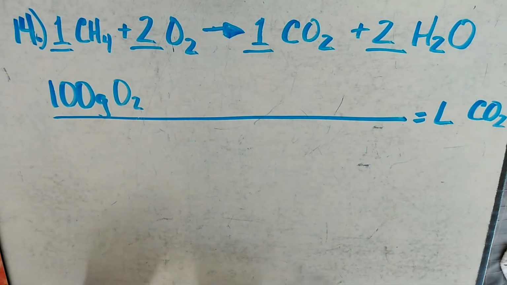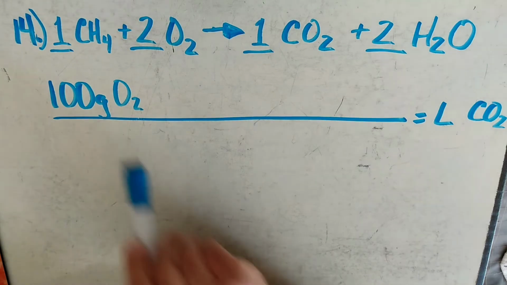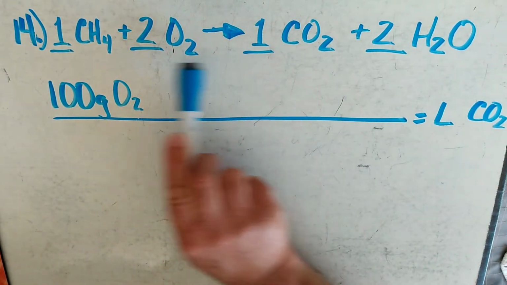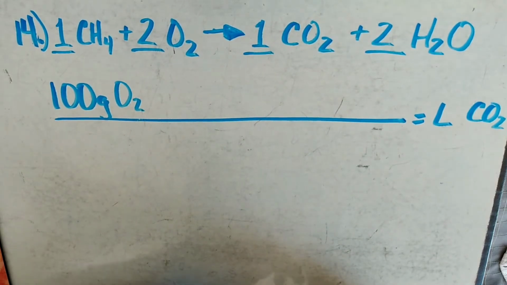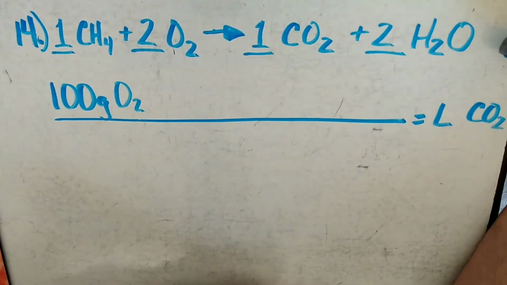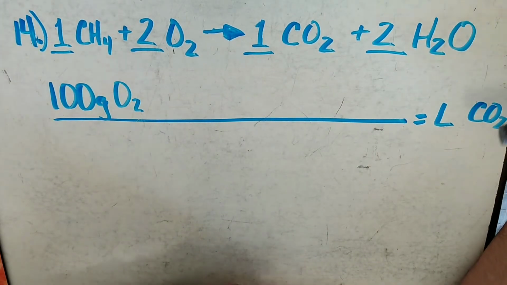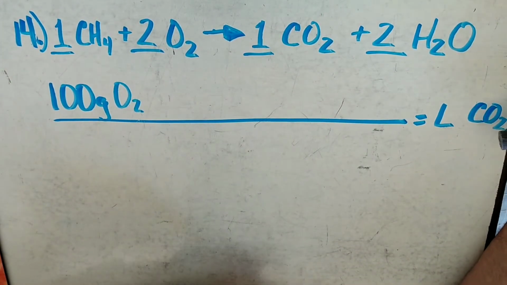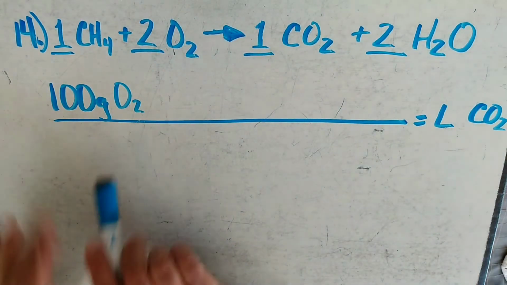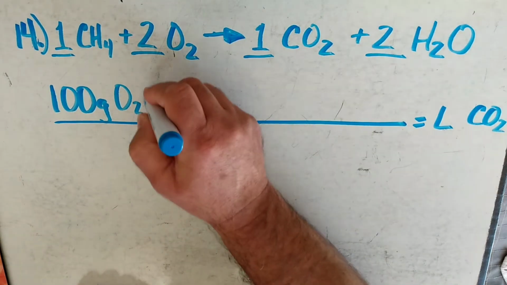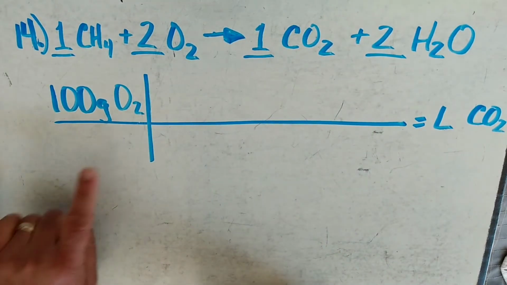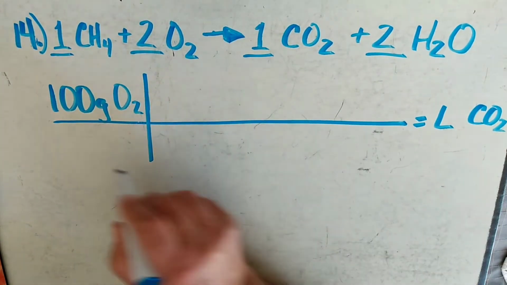Okay, problem number 14. You will notice that problem number 14 has the exact same balanced equation as problem number 13. So that's a nice thing. What you need to understand is that we can take the exact same balanced equation and ask multiple questions with that, and that's what's happened here. Problem 14 is now asking, if you start off with 100 grams of oxygen, how many liters of carbon dioxide are produced? So we're going to go ahead and convert this.